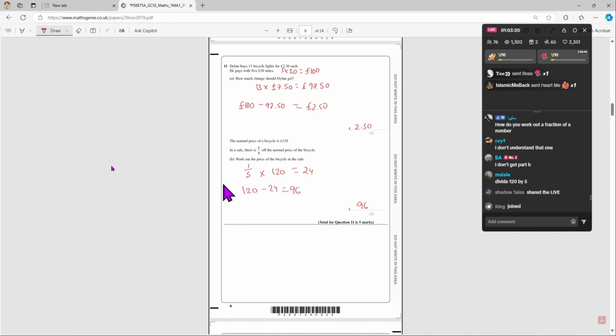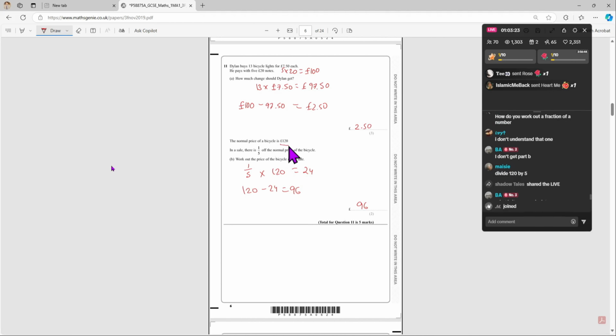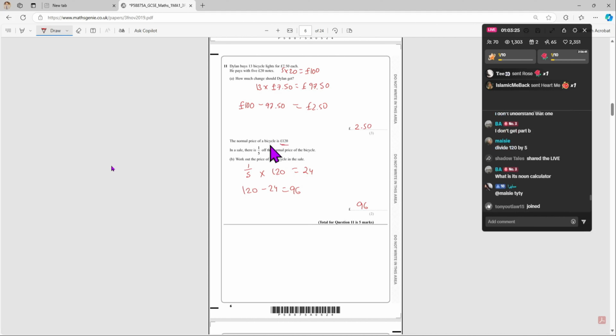So you are given the normal price of a bicycle, and then there's a sale on the bicycle, and you have to calculate the sale price. So what you do is work out a fifth of £120. So you do 120 divided by 5 to get £24. So a fifth of £120 is £24. Now, since it's a sale, you do 120 minus 24 to get £96. So the sale price is going to be £96, okay? £96.